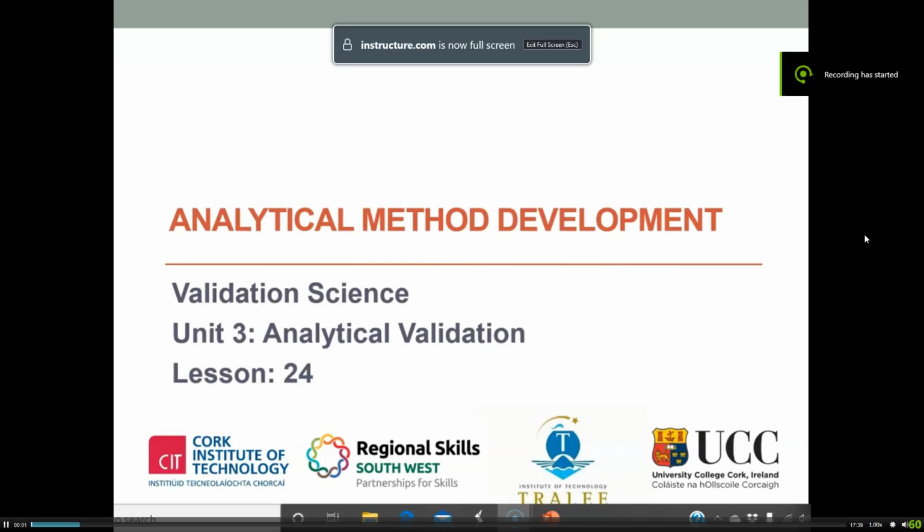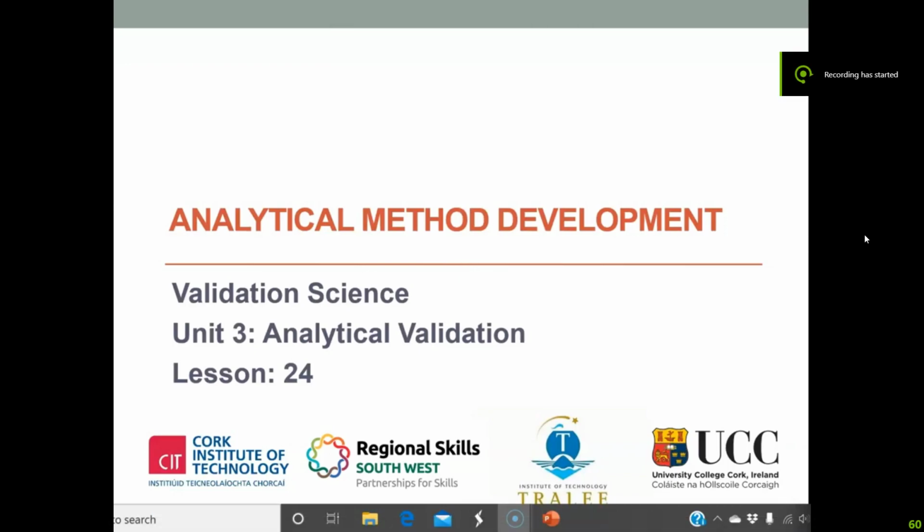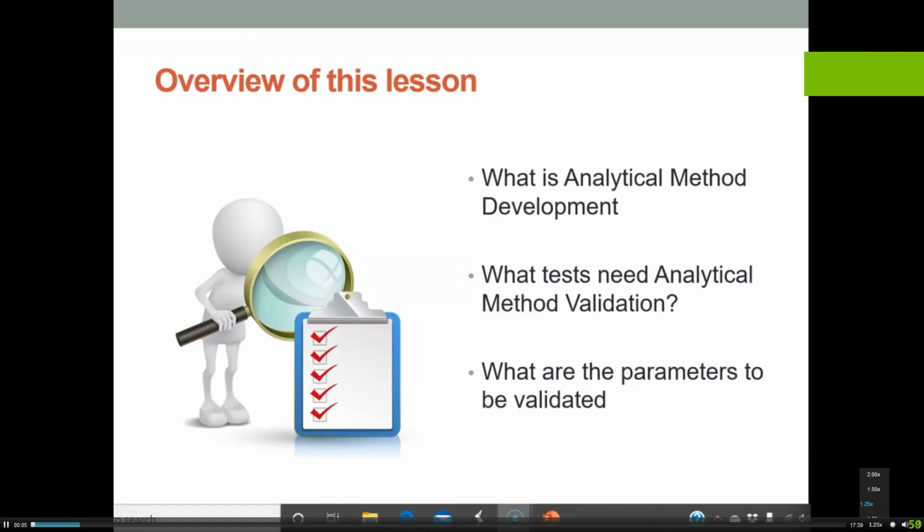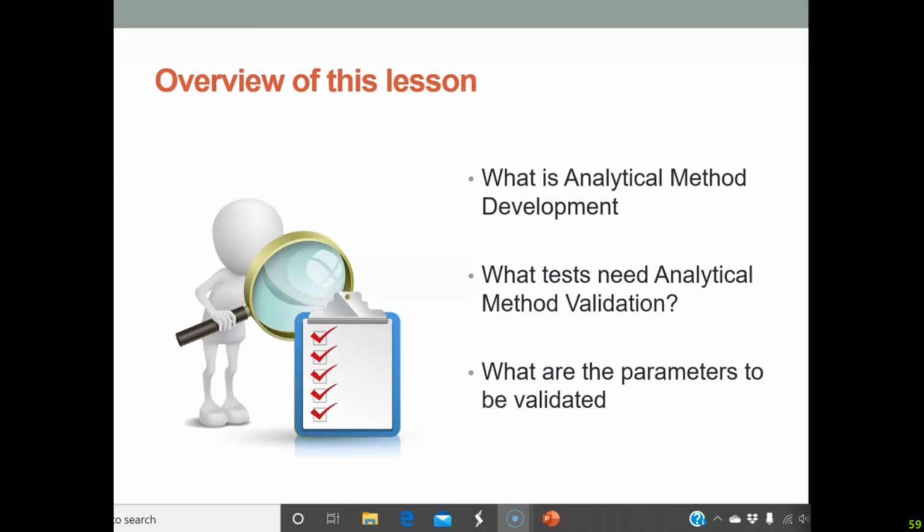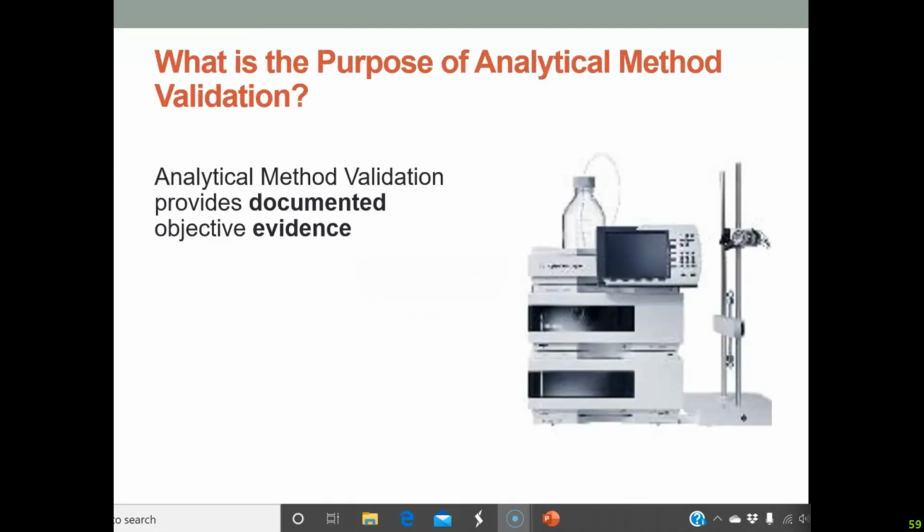Welcome to Lesson 24, Analytical Method Development. In this lesson, we will be talking about what analytical method development is, what tests need analytical methods validated, and what the parameters to be validated are.